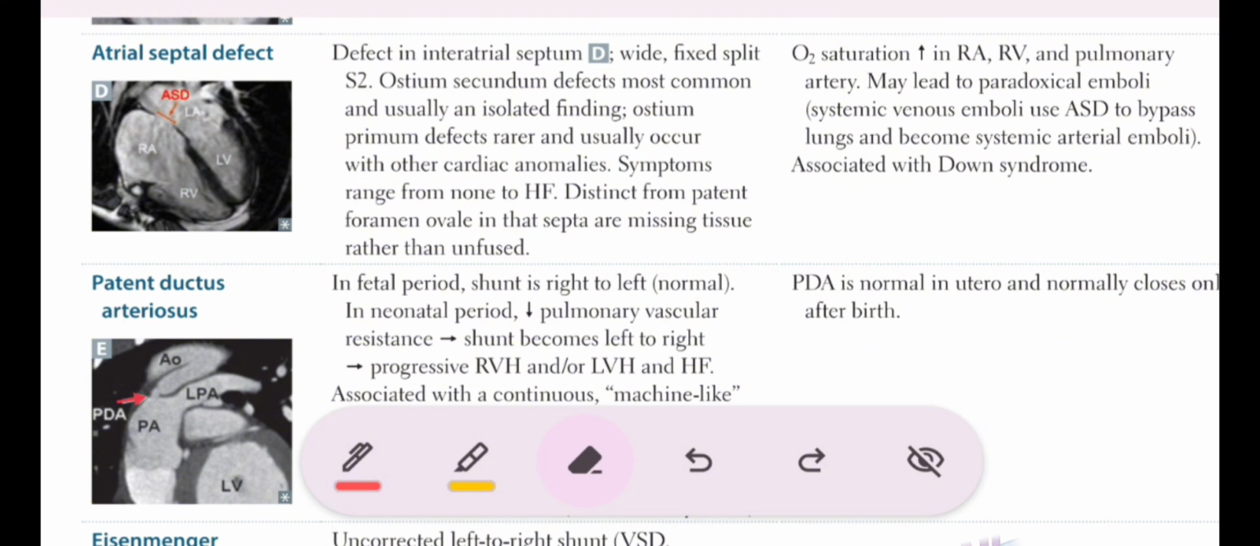The atrial septal defect may lead to paradoxical emboli, that is, a systemic venous emboli uses the ASD to bypass the lungs and become systemic arterial emboli. ASD and VSD both are associated with Down syndrome.